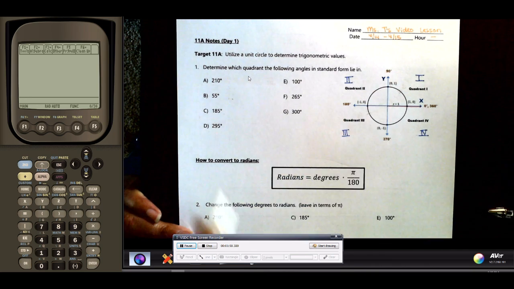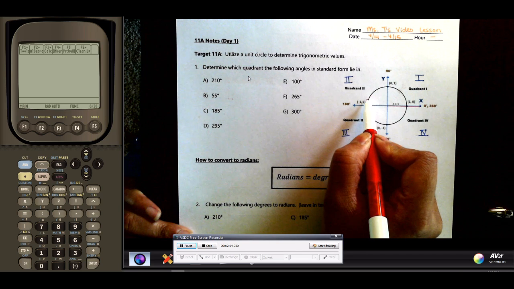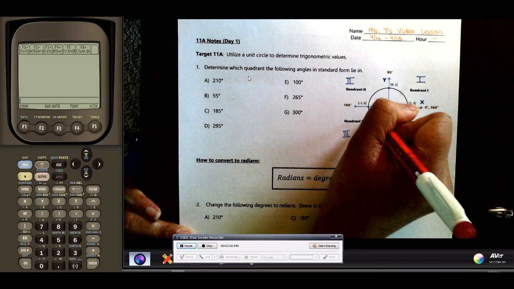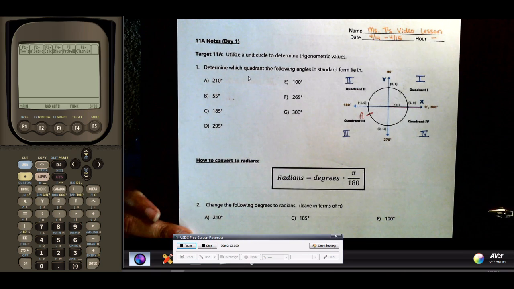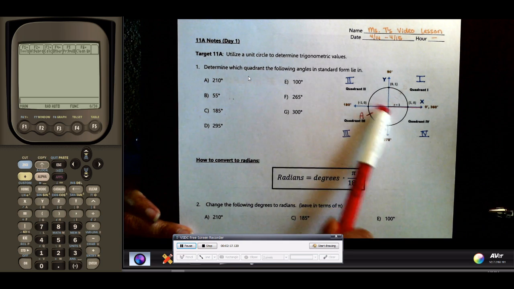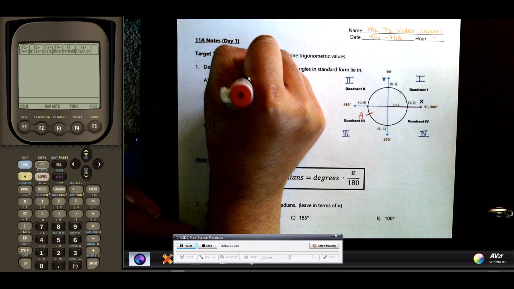So in this case, we're going to do 210. We start here and we go around, around, around. We get to 180. We know it's more than 180, but less than 270. So we're going to say it's somewhere around here, and that's angle A. And we know the quadrant that it's in is quadrant 3, because that's the area of the graph that it's in. So we would write quadrant 3 here.